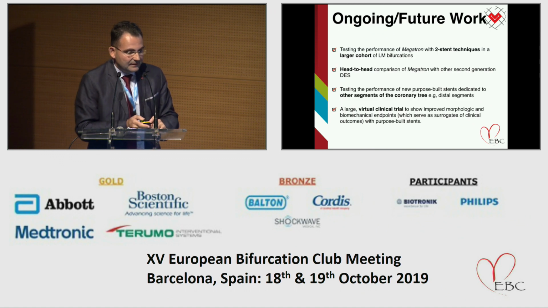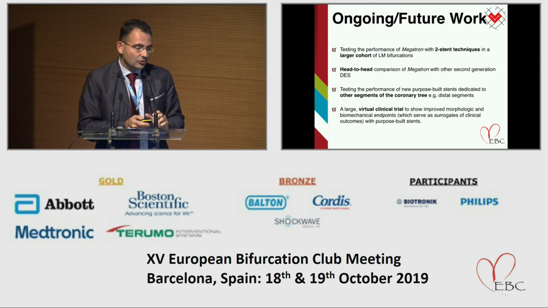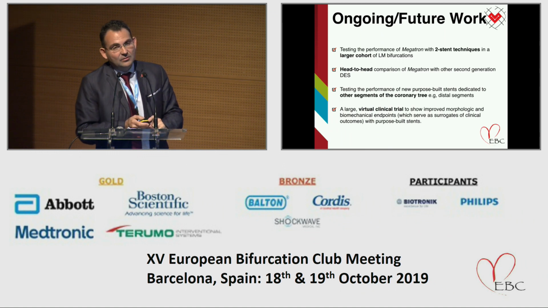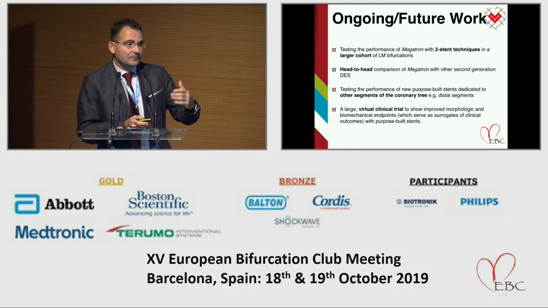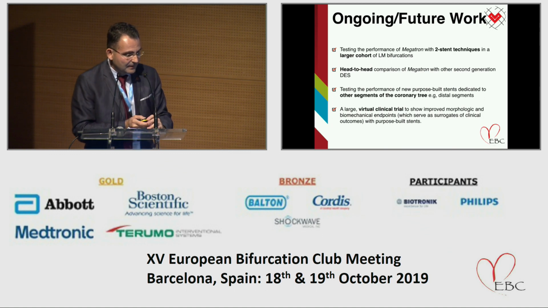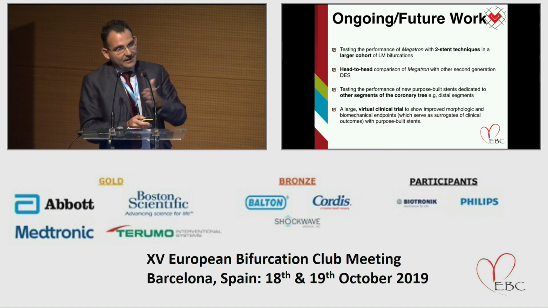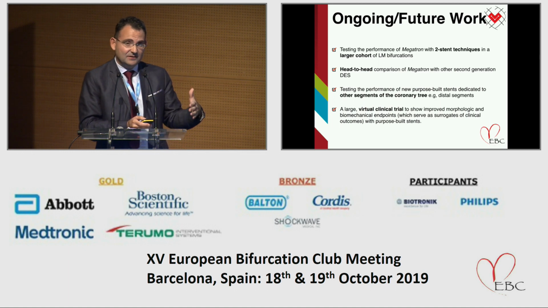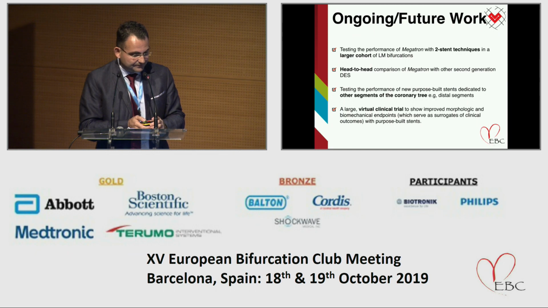So future work here is to test this stent with two-stent techniques, not only provisional and POT, and a head-to-head comparison to other second-generation DES. Maybe this is the opportunity to create now a purpose-built distal coronary segment, coronary tree stent, which is going to mostly have better deliverability, but not much radial and axial strength. And then the big plan here is to go with a virtual clinical trial to show in a large spectrum of coronary bifurcations, human-specific bifurcations, how this stent performs.